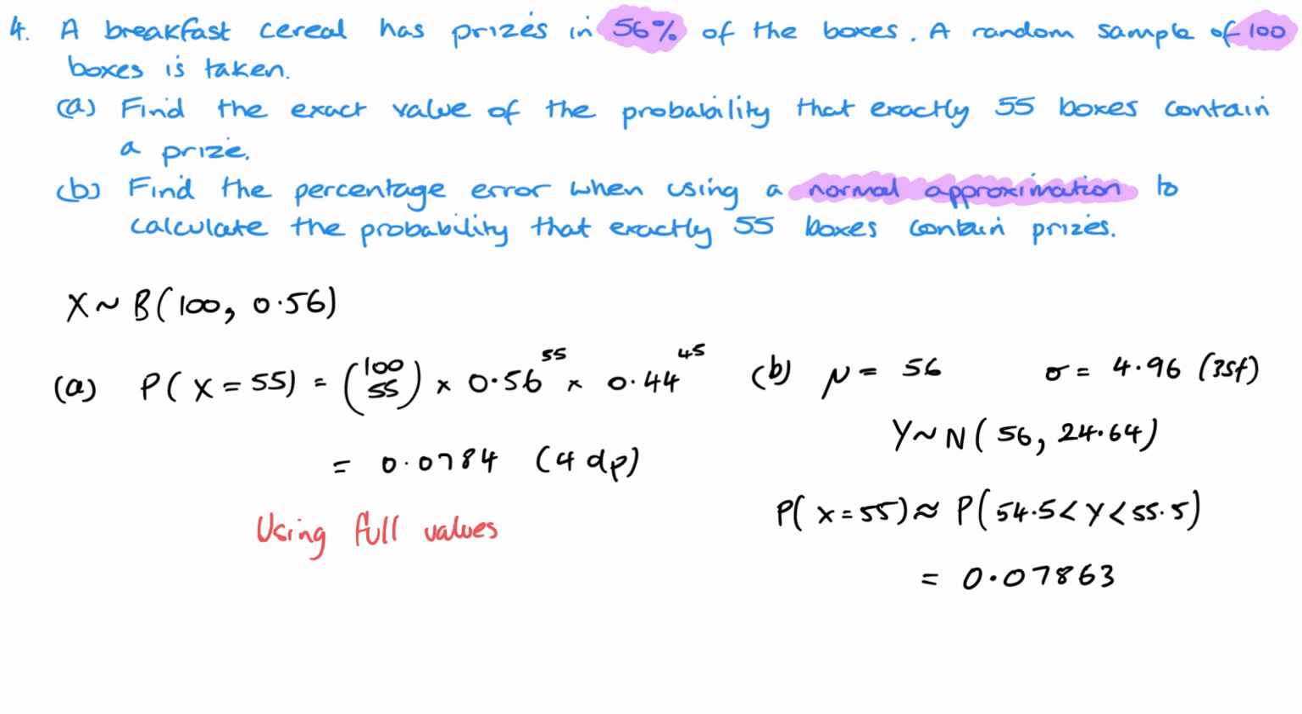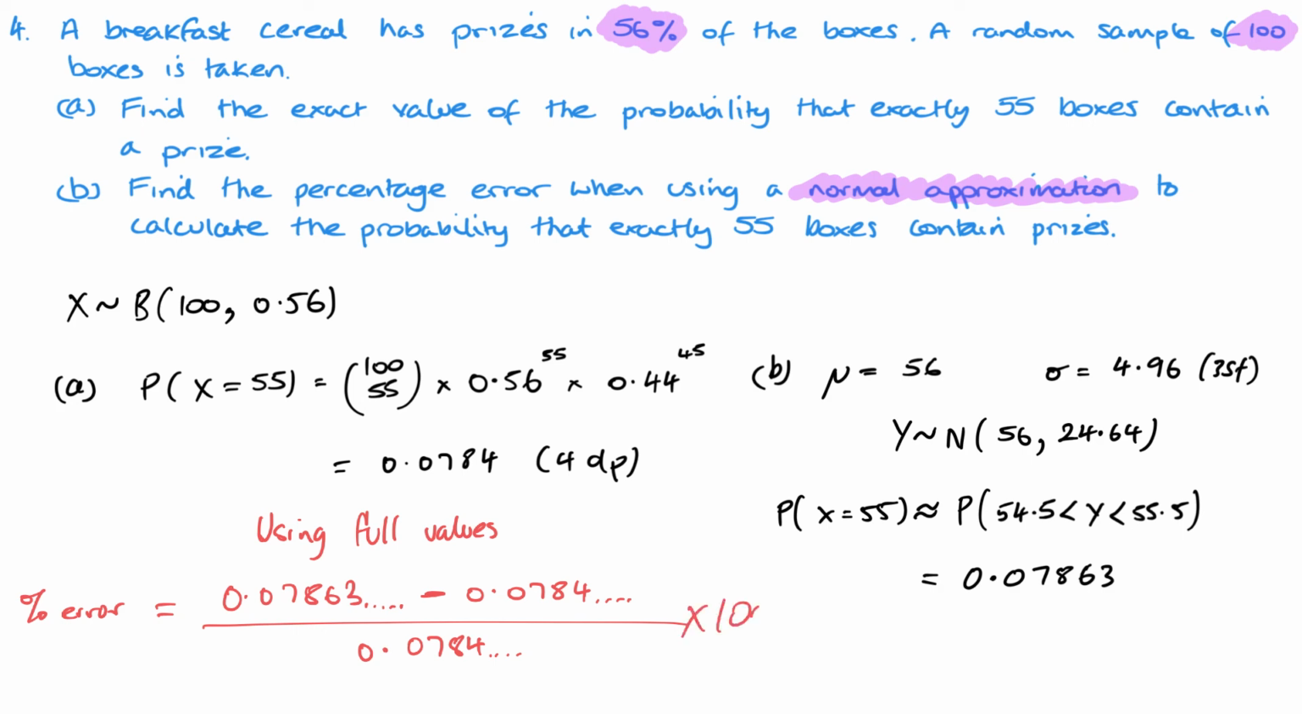So we should have our largest value, so 0.07863 and so on, minus my 0.0784 and so on. It's actually 38 and so on, over the original, which is the proper value. So I'm using my actual full value. So this is my percentage error. And once I've done that, I must remember to multiply by 100. And this will give me 0.31127 and so on. So 0.31% there.